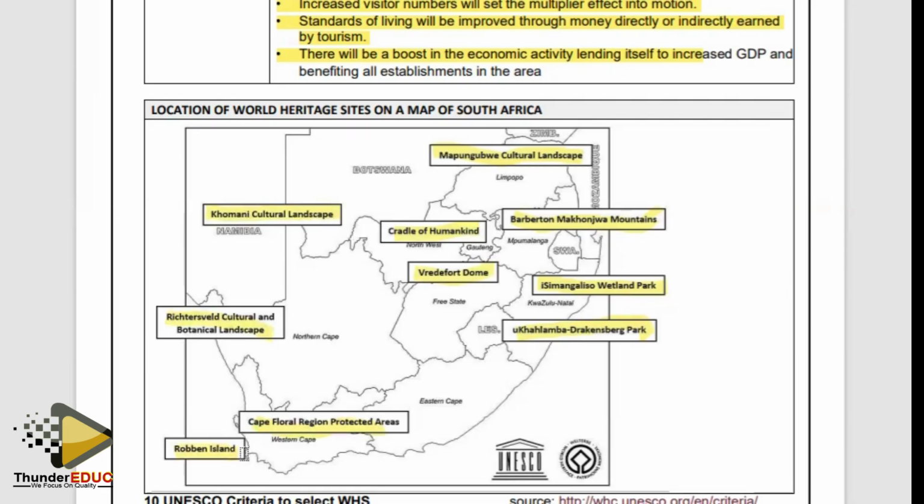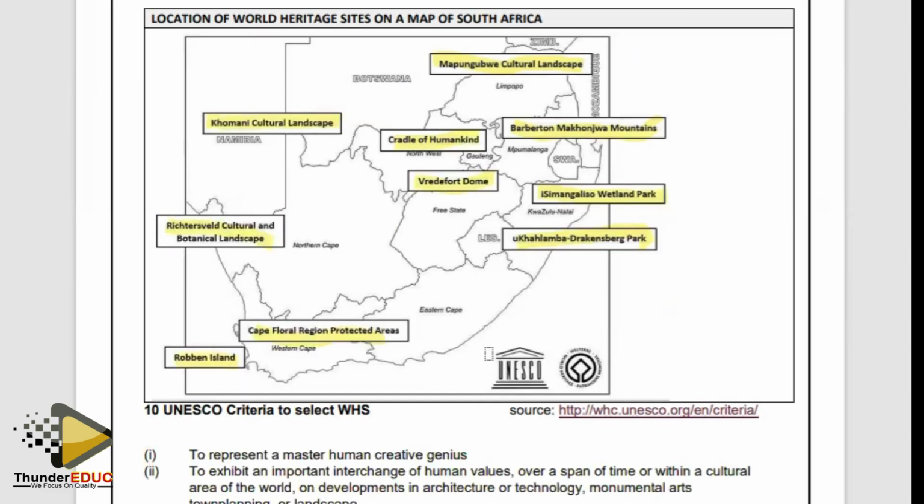In addition to that, we also have the logo for UNESCO. You need to know the logo for UNESCO. This is the logo for UNESCO. Then the next one, if you see it on a map, it represents a World Heritage Site. So those are the 10 World Heritage Sites.